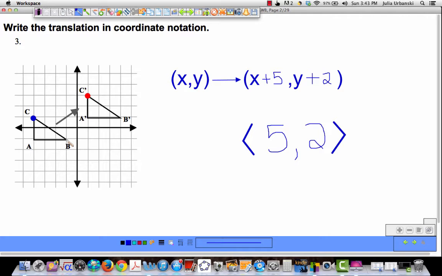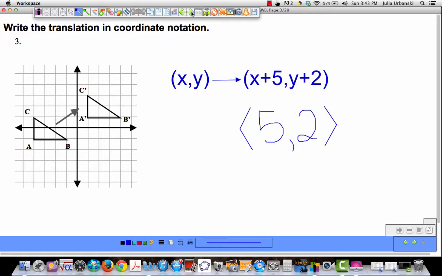And that's the same thing. Look at the B. You go 1, 2, 3, 4, 5 up, or sorry, to the right, and then 2 up, and you get the same thing. And that's the same for all the points. The A is going to be right 5, 1, 2, 3, 4, 5, and up 2.